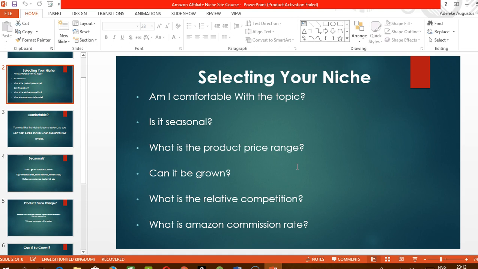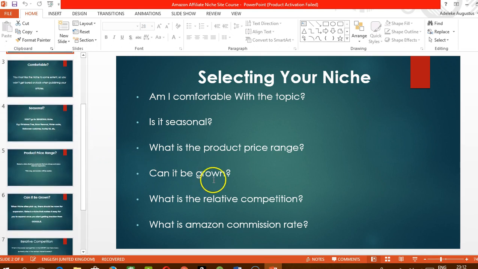So you must select a niche that has the potential to grow over time, because it is important. This is the only way to increase your earnings as time goes on. If the niche does not have the tendency to grow over time, then once you reach a certain stage, your earnings will be stuck there. So you must answer yes here. Your niche should be able to grow over time.